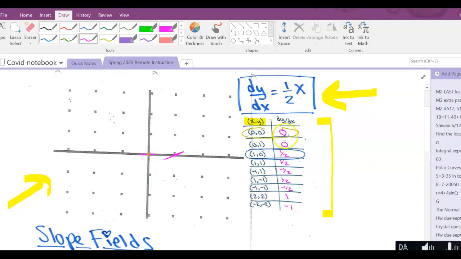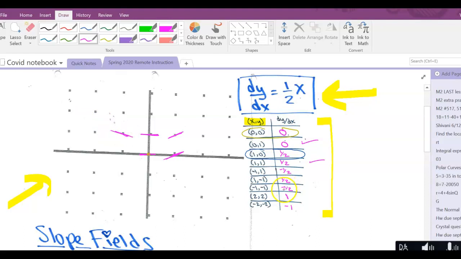What I'm going to have you do here is graph the rest of these dy/dx's. Okay, I'll do a few with you. Let's take a look at (0, 1): slope of 0. I'm going down here at (1, 1): slope is 1/2. So I'm eyeballing it. At (-1, 1), the slope is negative a half. Let's see, up 1, left 2, something like that.